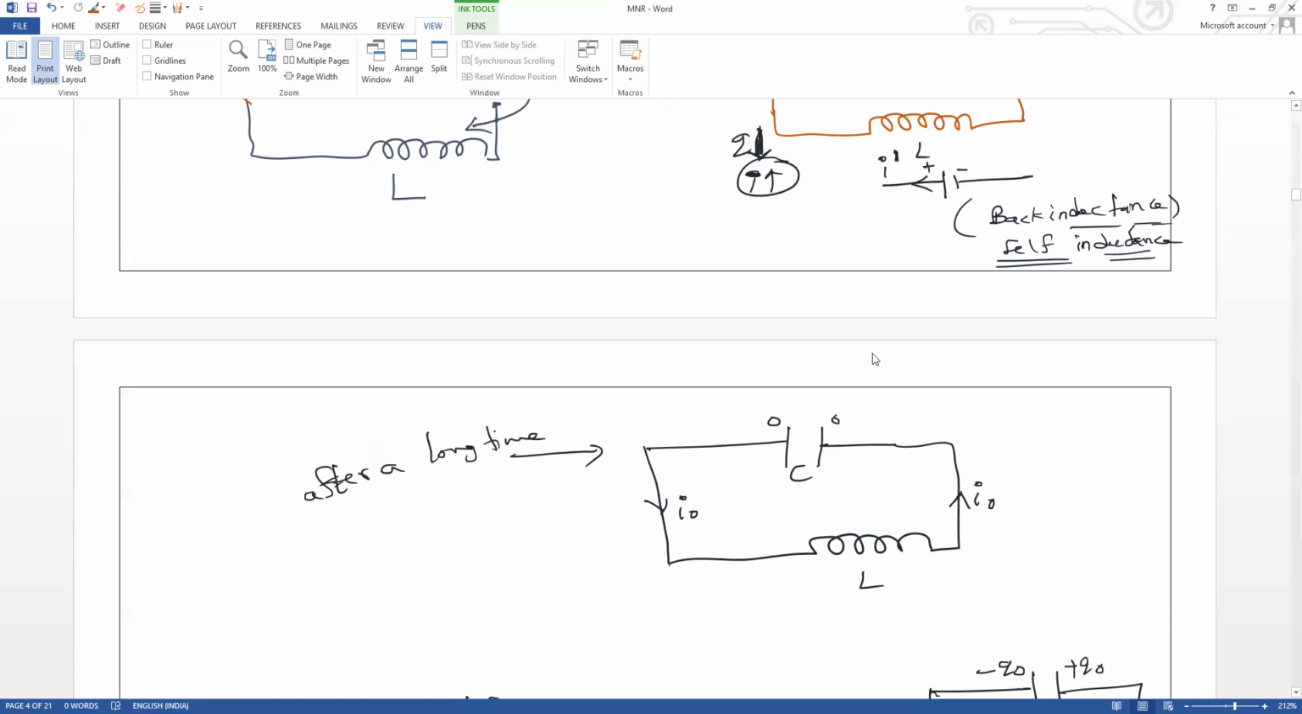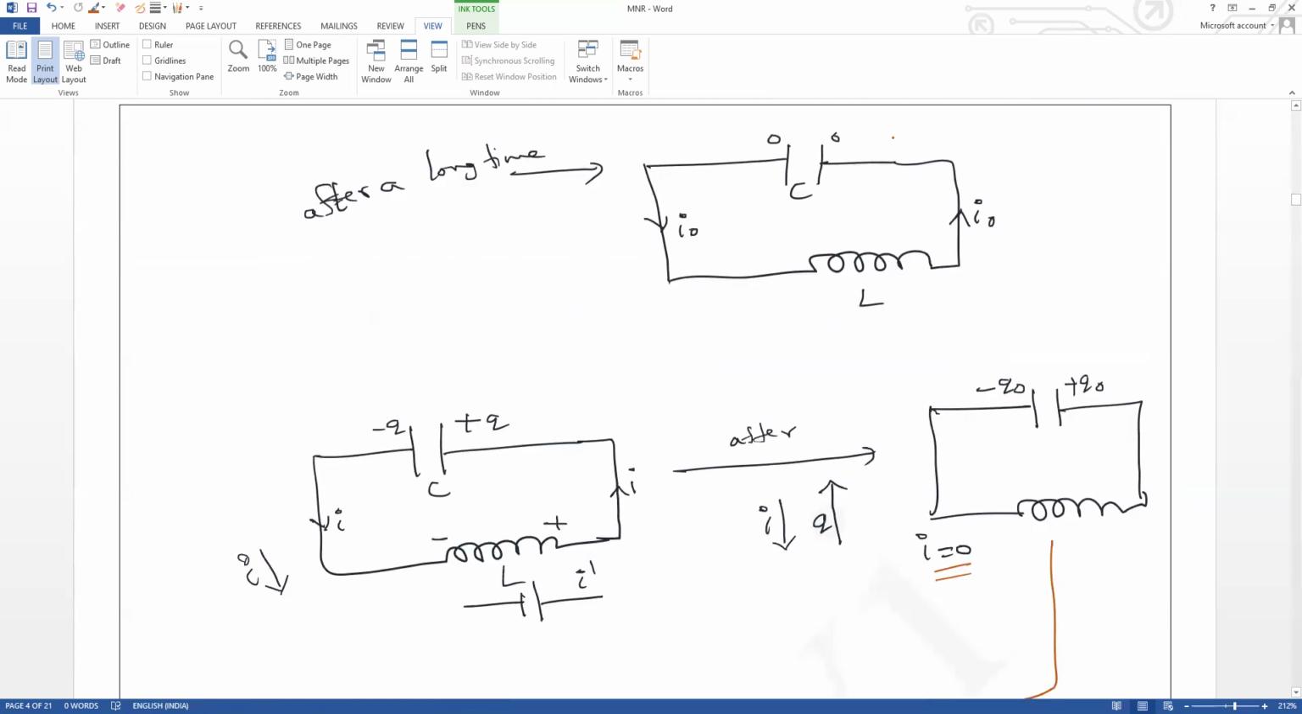So the current will fall down means what is increasing? The current decreases. Current decreases means what is going to happen? The charge is going to increase. Now zero charge becomes plus q and minus q, reversed. So after a long time, the current completely becomes zero, so that the capacitor plates have maximum charge, but they are opposite.